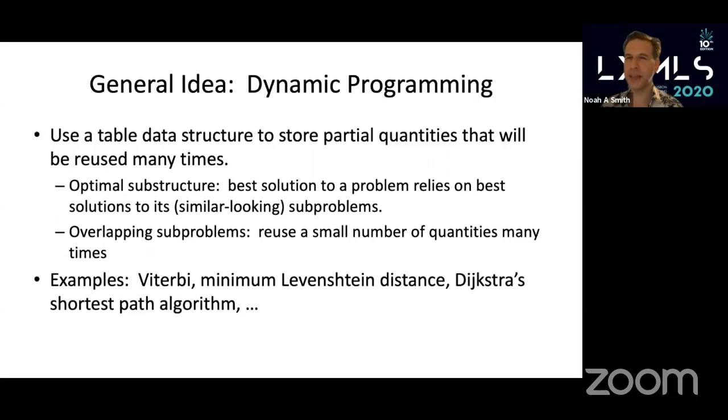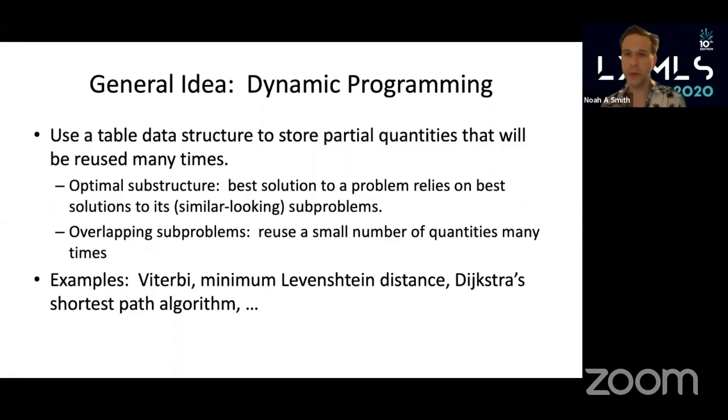One is that the best solution to one problem relies on best solutions to similar looking subproblems. So getting the best solution for a prefix at position i relies on getting the best solutions to smaller subproblems for prefixes of length i-1, and so on, back to the very beginning. This is called optimal substructure. The other property is that each of these quantities that we calculate gets reused many times. So when I'm filling out the table left to right, every value in a particular column will be used to calculate every value in the column to its right.